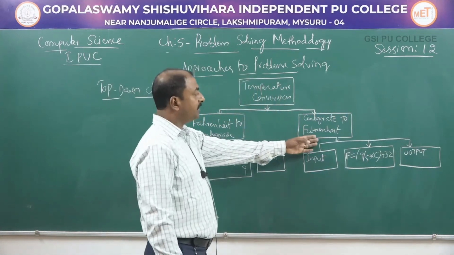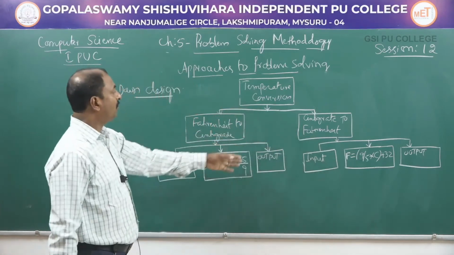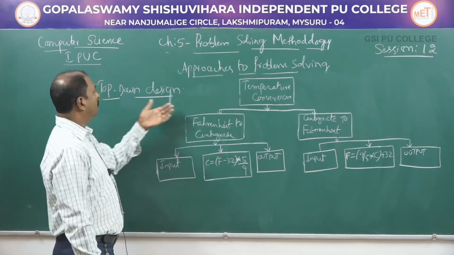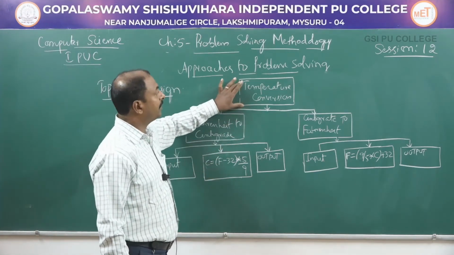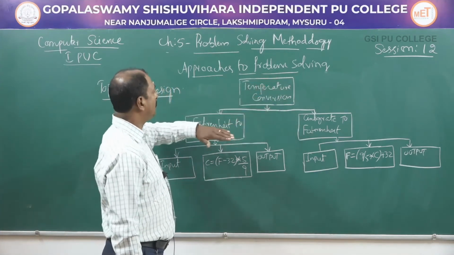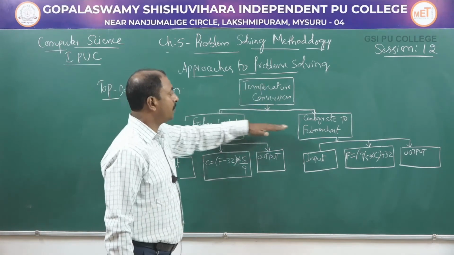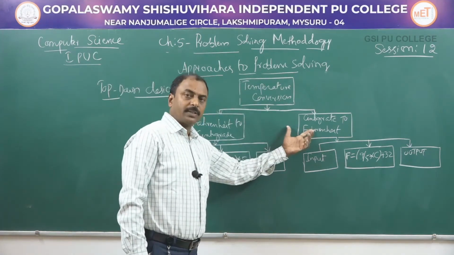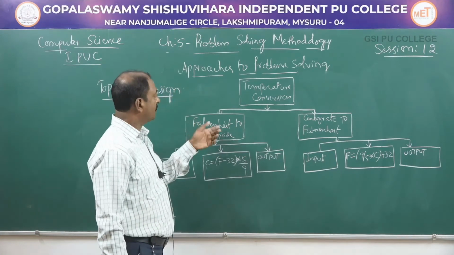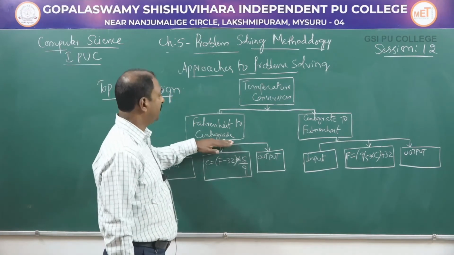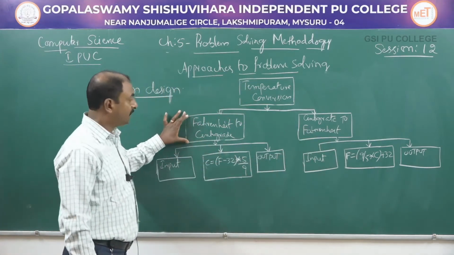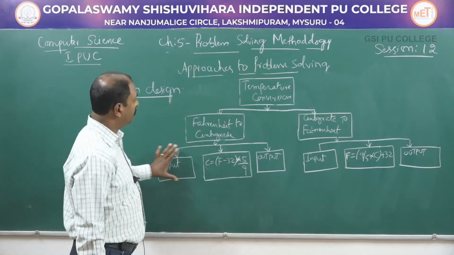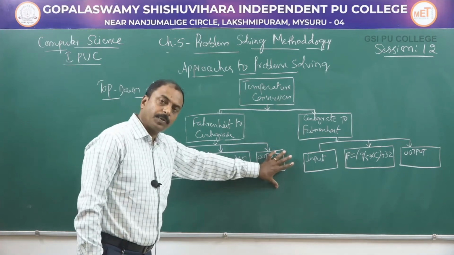So this is how we can view a top-down design as a tree structure. The main problem given is temperature conversion. Here there are two steps or two methods. One is conversion from Fahrenheit to centigrade, or from centigrade to Fahrenheit. Now this is the sub-problem. Again we can divide it into three sections or three sub-problems.